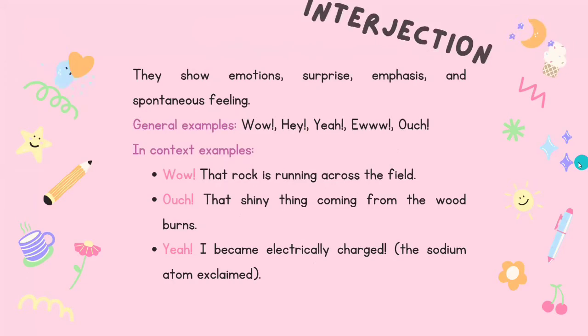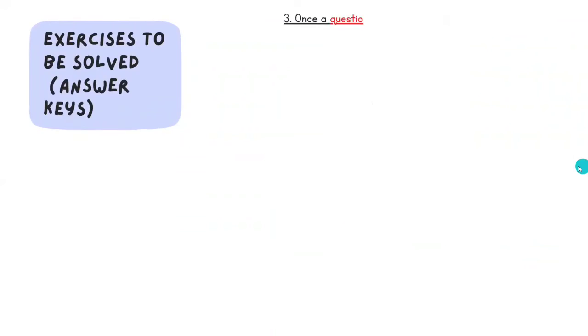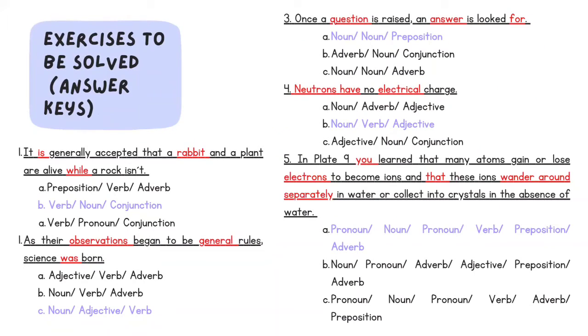How are we doing? Are you ready for some exercises? Let's go for it. Now, you can pause the video and go to answer this exercise. Okay, let's start. Number 1. Identify which part of speech are the words involved in the sentences. It is generally accepted that a rabbit and a plant are alive while a rock isn't. The answer is letter B. Verb, noun, conjunction.